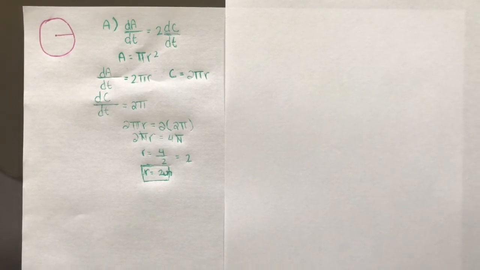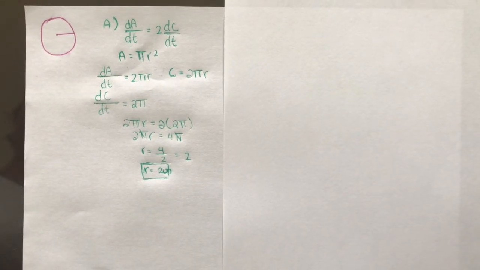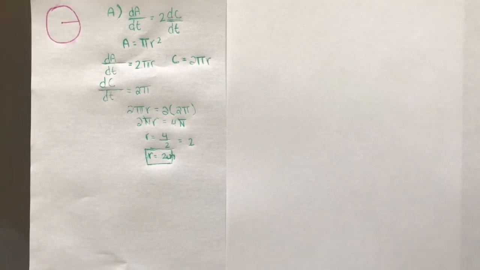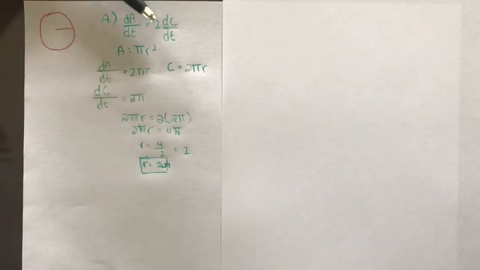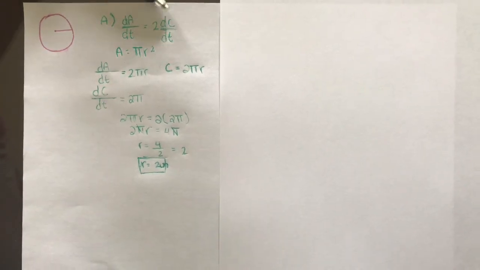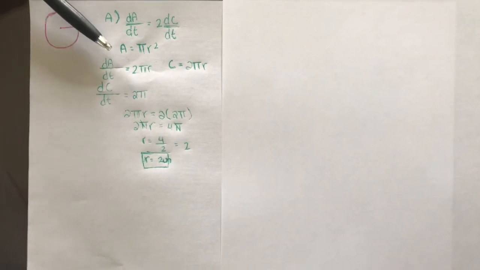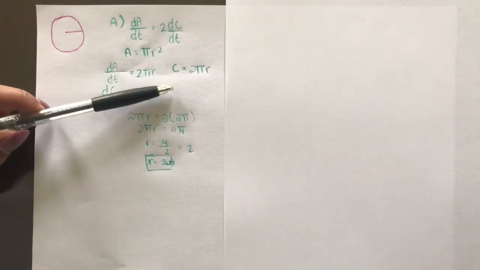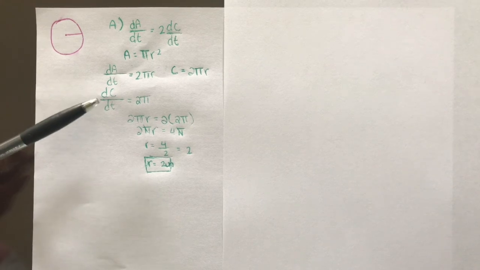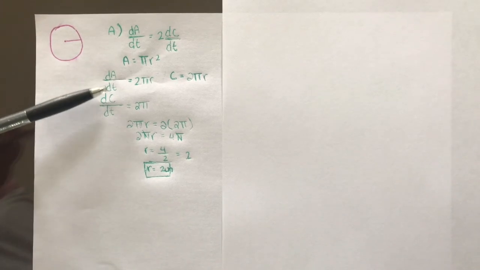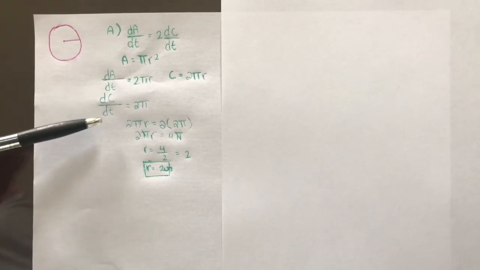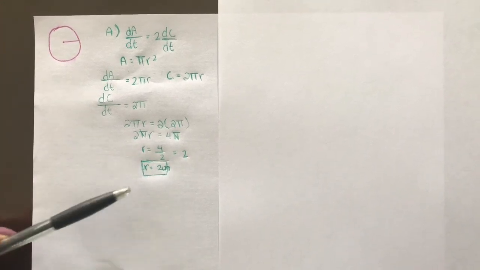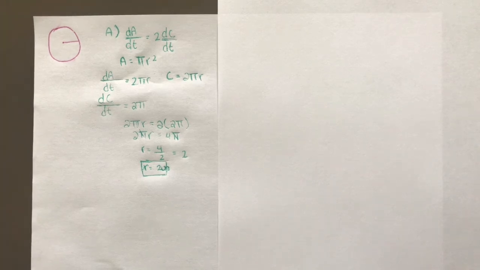So part A is asking for the radius of the circle at a certain instant. In order to do that, we have to find the derivative of the area and set it equal to 2 times the derivative of the circumference. The formula for the area is pi r squared, and the formula for the circumference is 2 pi r. The derivative for the area is 2 pi r, and the derivative for the circumference is 2 pi. We set them equal to each other and isolate r, and r equals 2 units.